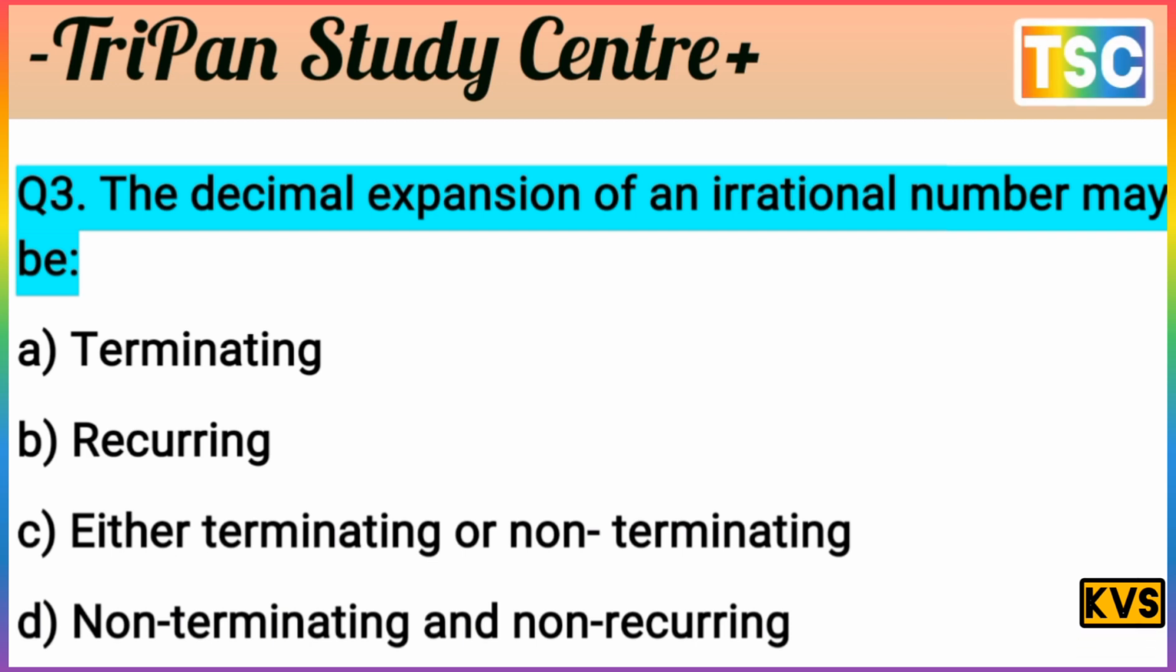Terminating is not applicable as an answer, because the decimal expansion of an irrational number is not terminating. B, recurring, is not possible either. Either terminating or non-terminating is also not correct. D is the correct answer: non-terminating and non-recurring. That's important. Let's see the next question.